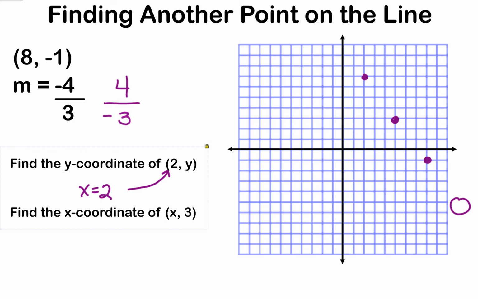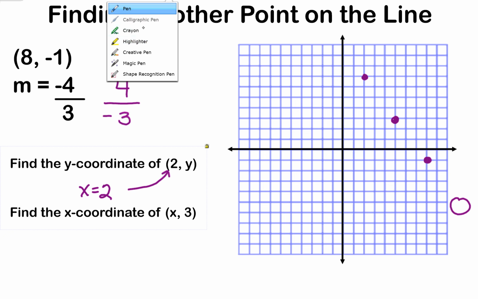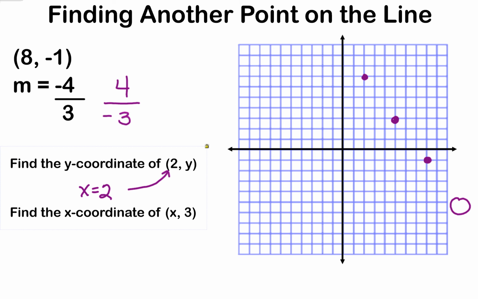If my x coordinate is equal to 2, I like to take my highlighter and look at where that is. So at x equals 2, I put a little highlighted mark. And I know that every value all the way down this line, every point has an x value of 2. So I'm looking for the one that actually is on my line.